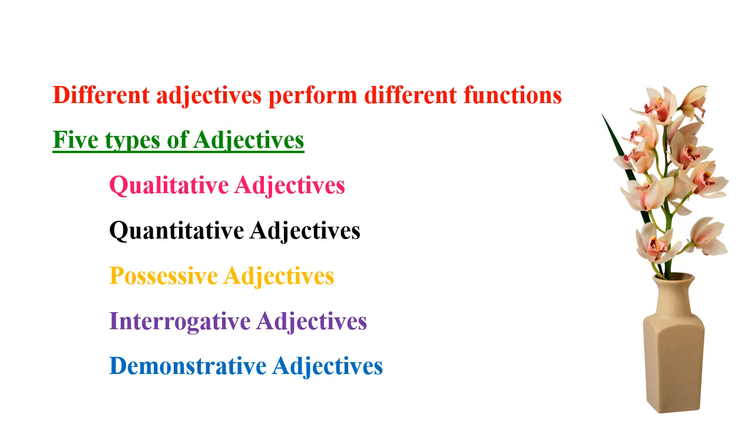There are 5 types of adjectives in the English language. They are qualitative adjectives, quantitative adjectives, possessive adjectives, interrogative adjectives, and demonstrative adjectives. Each of these performs different functions.